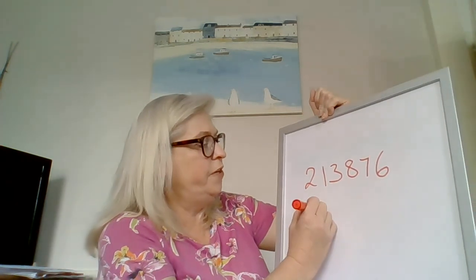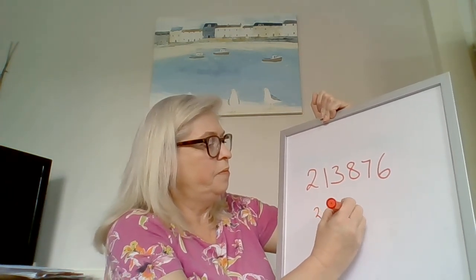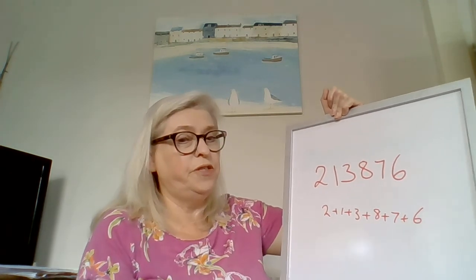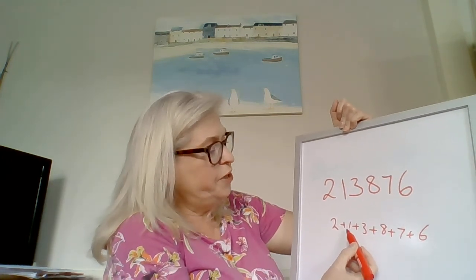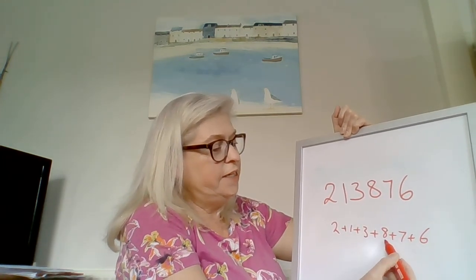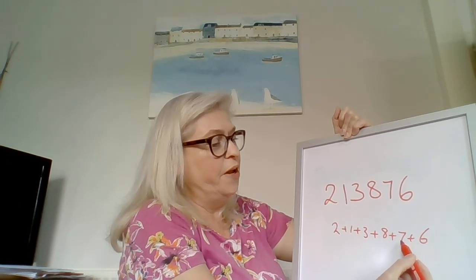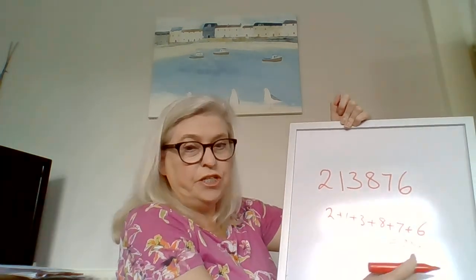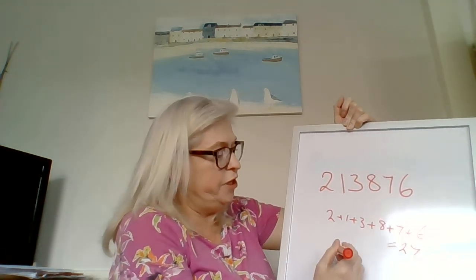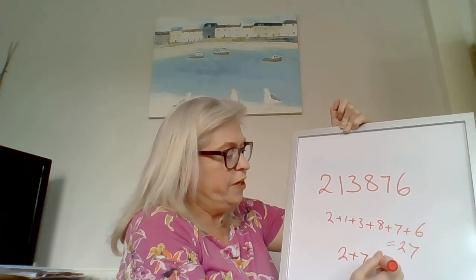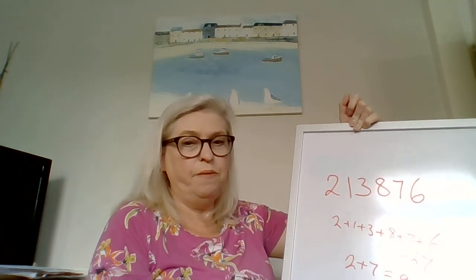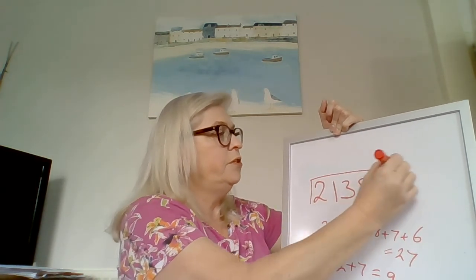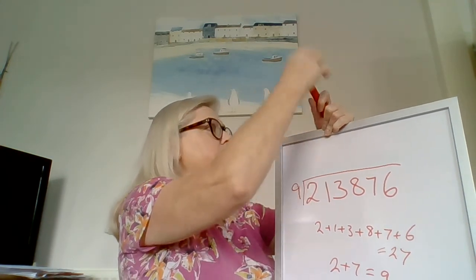So, if I did, I've got to do this in my head because I haven't pre-prepared this. 2 and 1 is 3, add 3 is 6, add 8 is 14, I hope, add 7 is 21, add 6 is 27. Okay, and then we take the digits in the answer, and you can just do this as many times as you need to. So 2 and 7 equals 9. I know that number, 9 goes into that number exactly. I'll prove that to you now, she says. Right, so we're going to do division.